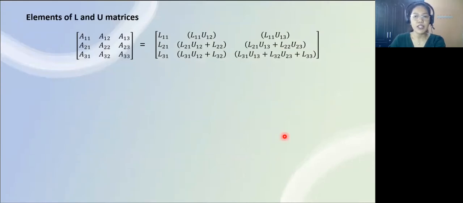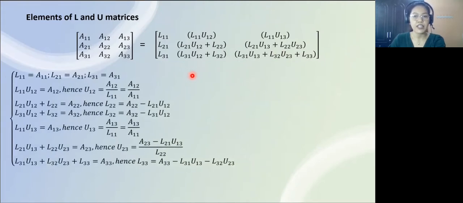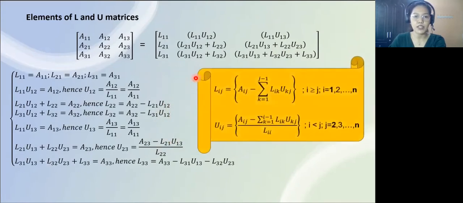Executing the multiplication of L and U matrices will result to the following equations. With this, the elements of L and U matrices can be determined. By equating the corresponding elements, we obtain these following equations. In general, the elements of the matrix L and the elements of matrix U can be determined from these equations.